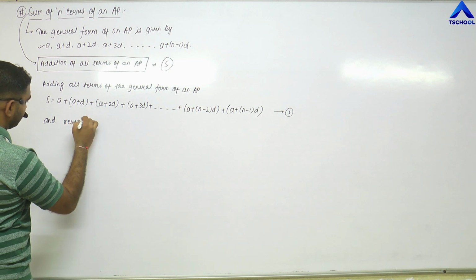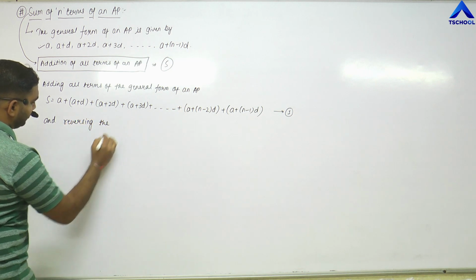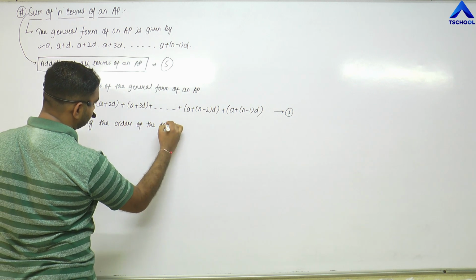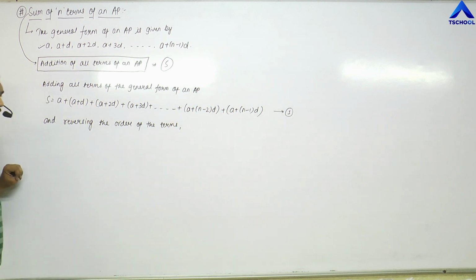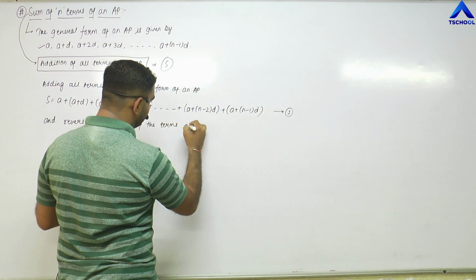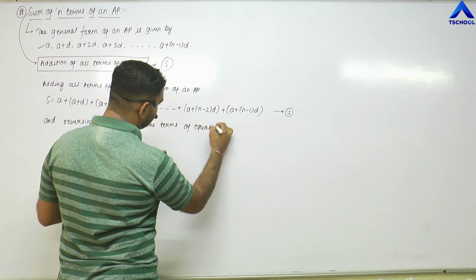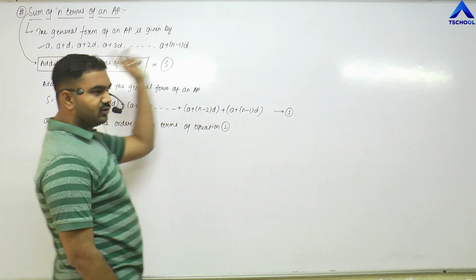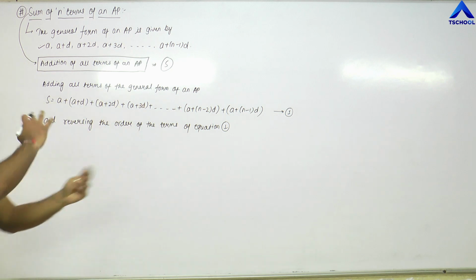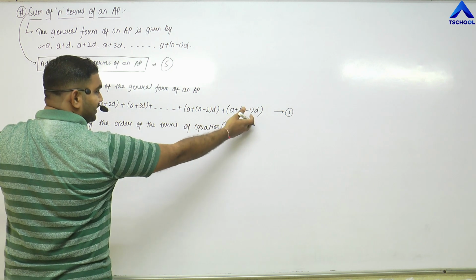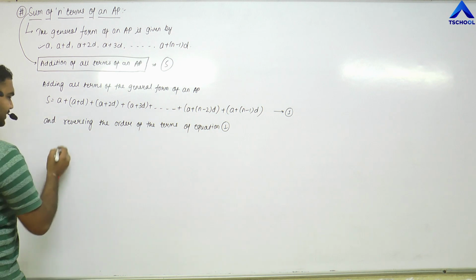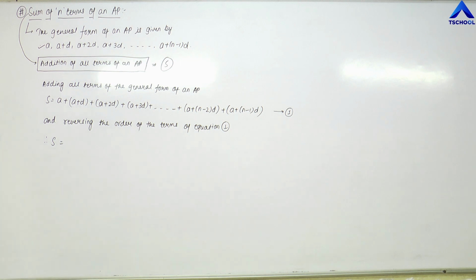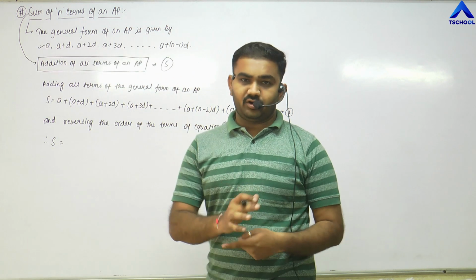And reversing the order of the terms, what do we get? Reversing the order of the terms of equation 1. So reversing the order means the first term will go to the last and the last term will come to the first, exactly inverse. So we are going to start with this as the first term, second term and so on up to this as the last term. Therefore this is again the same, because the summation is not going to change. See friends, the terms are not changing here, only the order is changing.